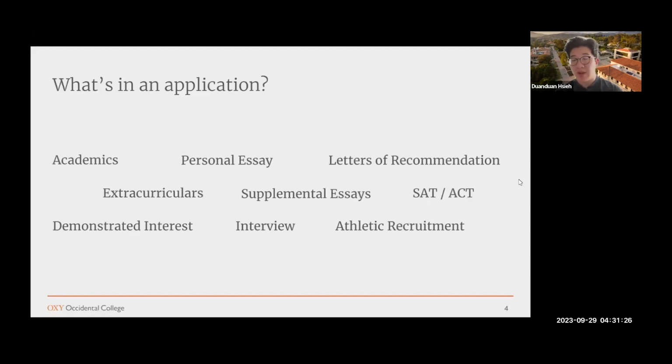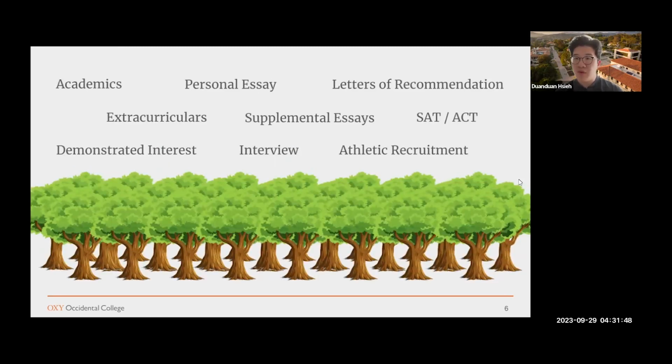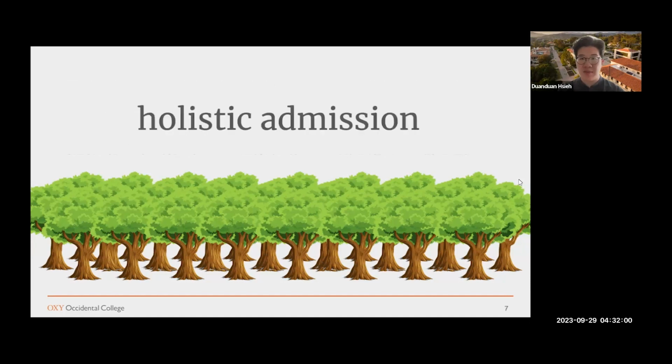We're looking at your transcript, we're looking at academics, we're looking at your supplemental essays. If you've done an interview, what are the extracurriculars that you like to do? What letters of recommendation have been submitted by your teachers or your counselors? There's a lot of things that we look at, and I know it can be overwhelming, but let's imagine each of these things represent a tree. Together, they will form a forest. And this is what we mean by holistic review or holistic admission. We're looking at the entire forest. We're not looking at each specific tree that you have in your application.